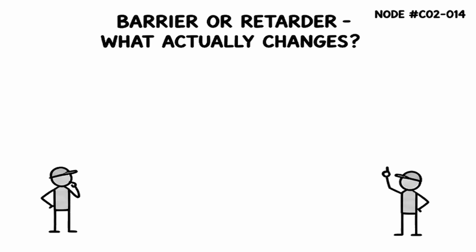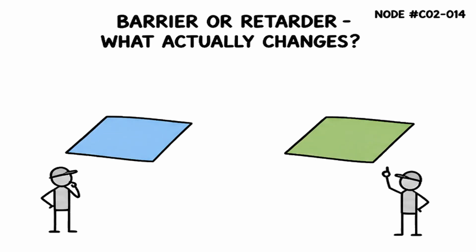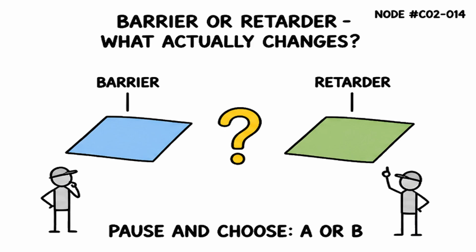Two installers see nearly identical sheets. One says vapor barrier, the other says vapor retarder. Who was right? Pause and choose. Are these different materials, different classifications, or just different words?